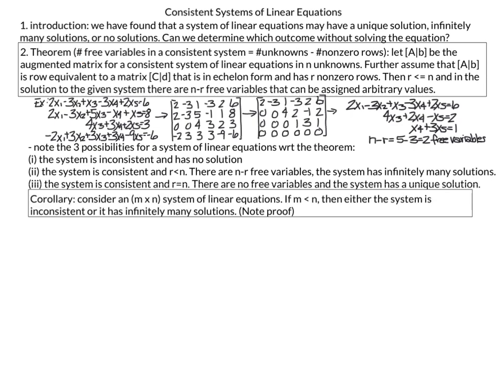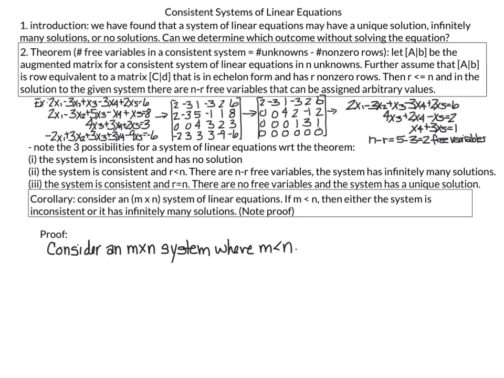With this theorem is another important corollary, which is to consider an m by n system of linear equations. So m equations, n unknowns. If m is less than n, you have fewer equations than you have unknowns, then either the system is inconsistent or it has infinitely many solutions. And I have this here in our overview slide that we want to note the proof. I didn't have space to put the proof, but we will go over it, and it is a proof that you should be able to come up with on your own.